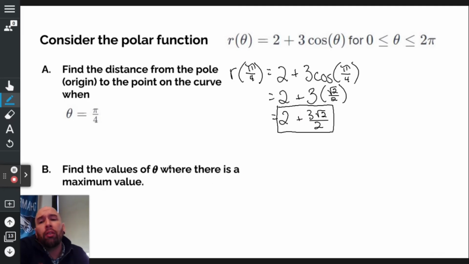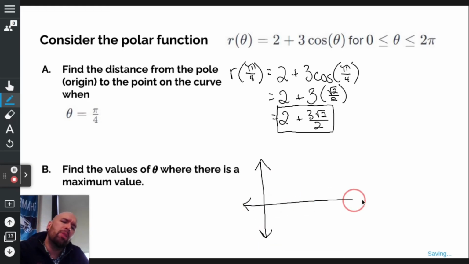Find the values of theta where there's a maximum value. Now, I kind of know what this picture is going to look like on a polar graph. But for me, I visualize these better on the regular old trig graph. It's the same thing. I know at some point cosine theta is going to equal 1. So at some point, I'm going to get 2 plus 3 times 1, which is 5. So this is what I would rather do. I know what cosine looks like.